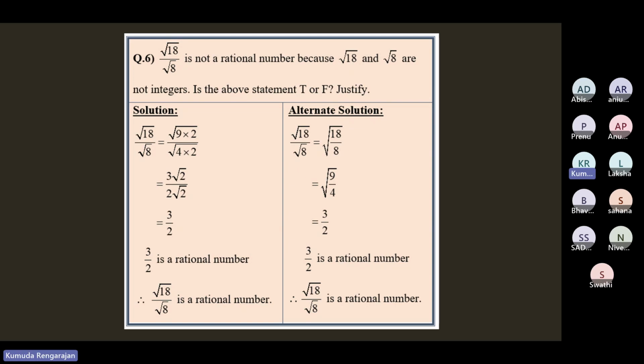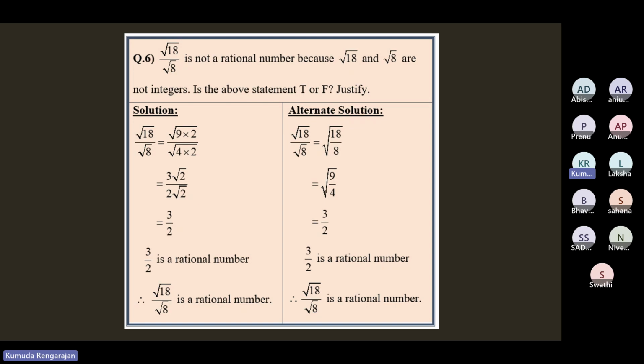This is like somebody is telling you that root 18 by root 8 is not rational. The reason they are giving is that the numerator root 18 is not an integer and the denominator is also not an integer. Then if it's not integer by integer, it's not a rational number. So you will say that no, that's not the way you check. You should simplify what is given.